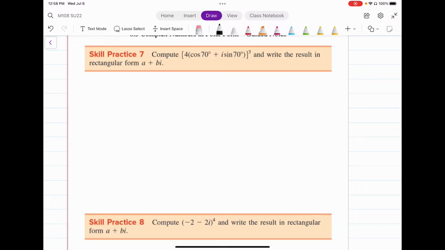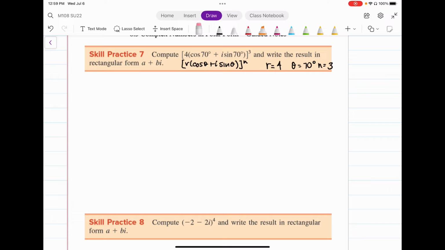Let's compute 4 cosine 70 degrees plus i sine 70 degrees, all to the third, and write our result in rectangular form. A few things. This is currently written in polar form because I have r cosine theta plus i sine theta to a power. In this case, r equals 4, theta equals 70 degrees, and n equals 3. I can use DeMoivre's theorem to solve this.